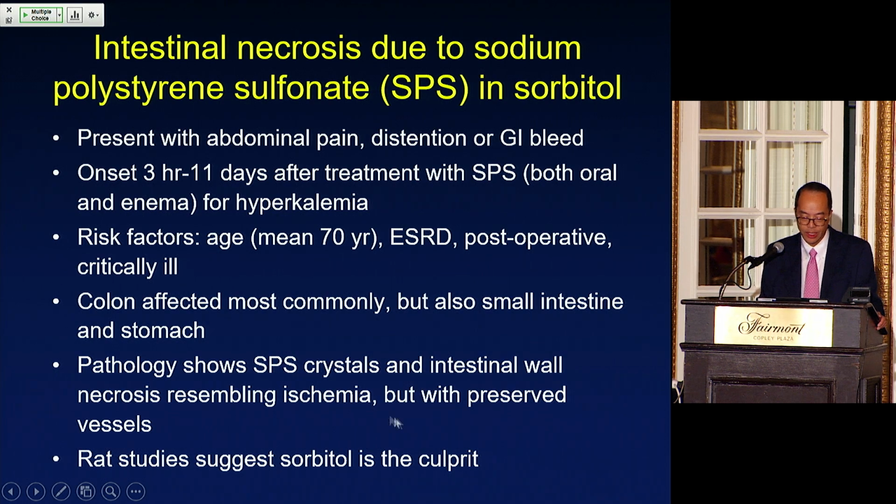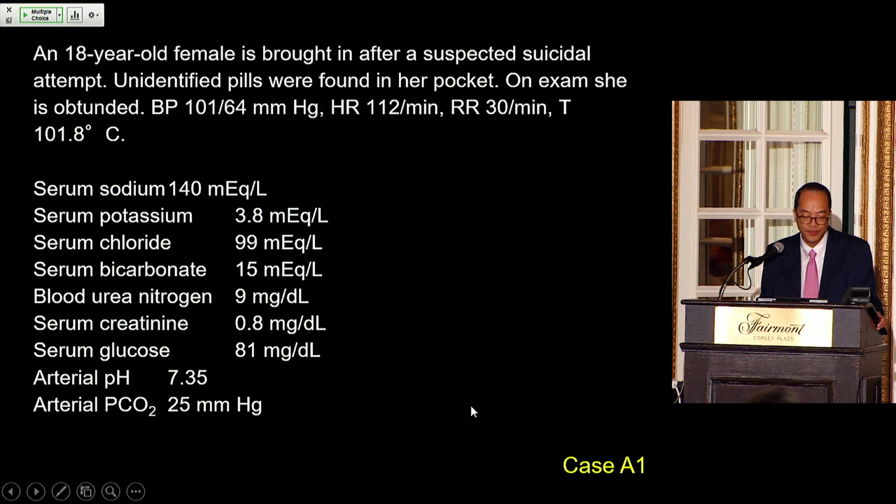And pathology shows deposition of SPS crystals in the intestinal wall that looks like ischemia. Some animal studies have suggested that sorbitol is the culprit, but more recent papers have suggested you get the same incidence even in SPS without sorbitol. So I don't think that's resolved.